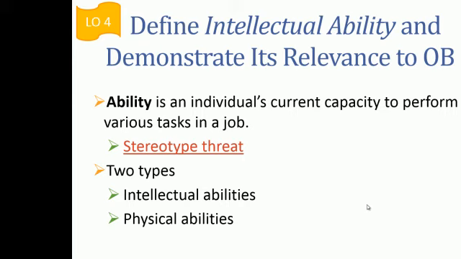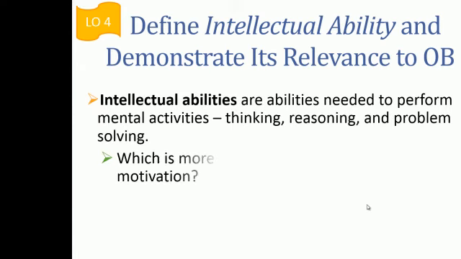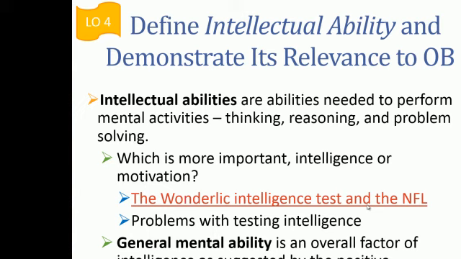We do find that there are two types of abilities. We'll talk more about intellectual abilities, but we'll talk a little bit about physical abilities as well. Intellectual abilities are the abilities that you need to perform mental activities: thinking, reasoning, problem solving. I always like to start out by asking people, what do they think is more important, intelligence or motivation? The answer is usually both, but is it 50-50? Is it 60-40? How do you split this?